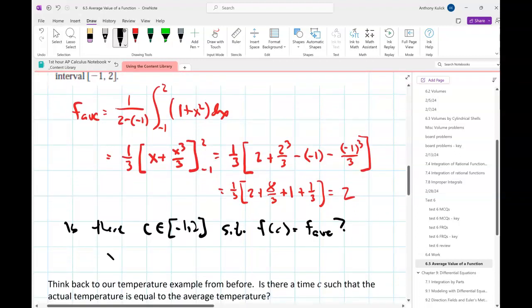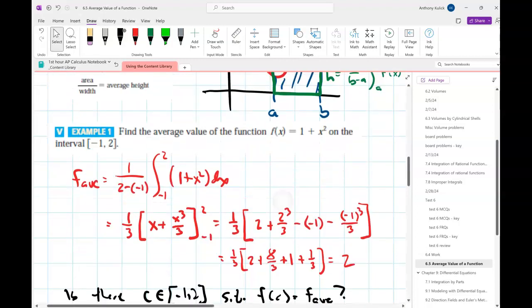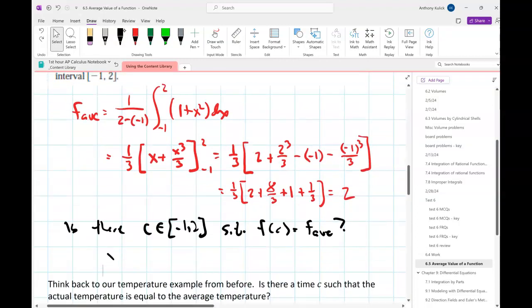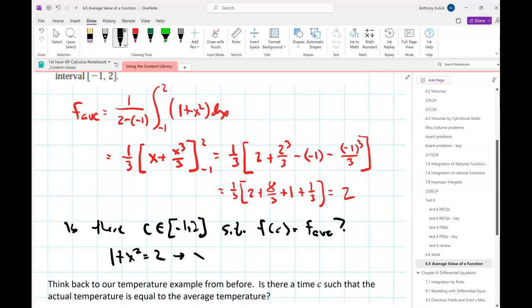So what do we do? We have 1 plus x squared equals 2, right? So I subtract 1 from both sides. We get x equals plus or minus 1. So there were 2 values, in fact, here on the interval. I guess if it was an open interval, same question, right? And then you have just one answer then.